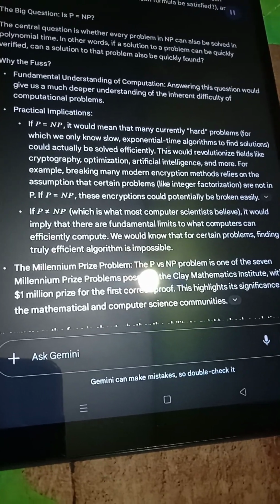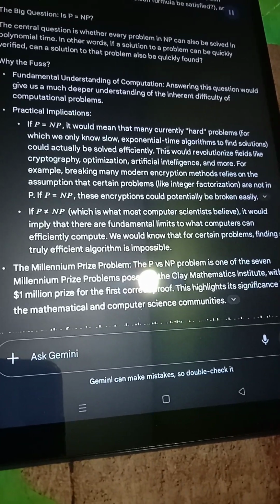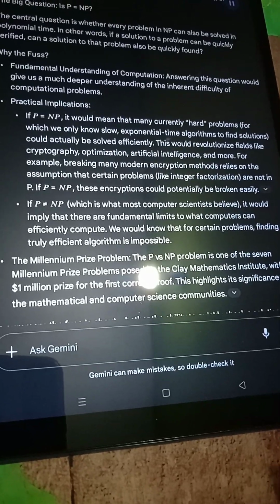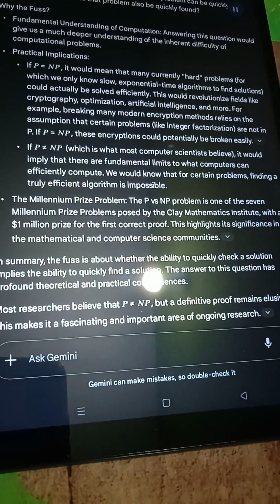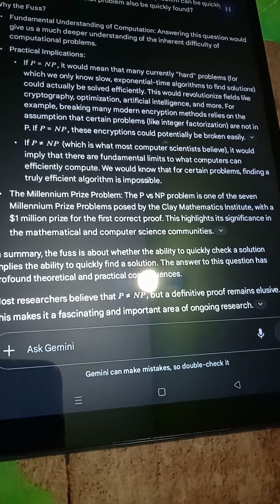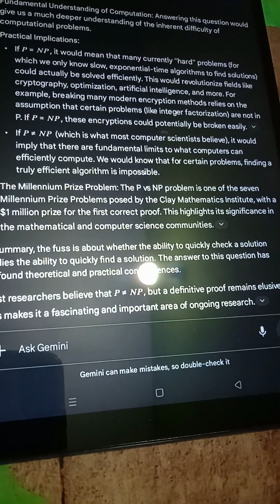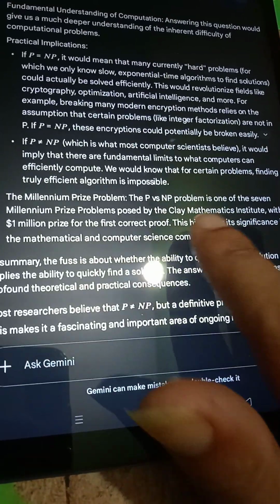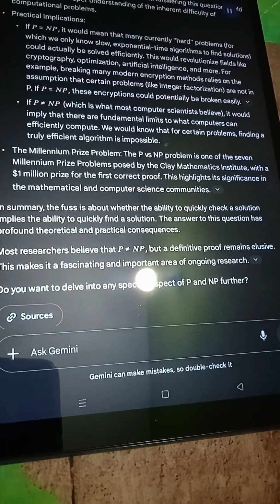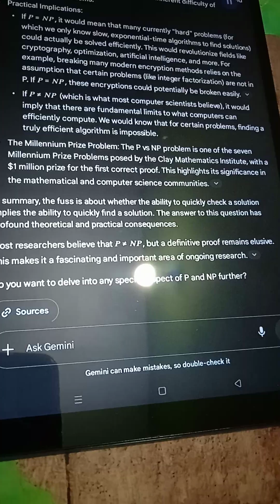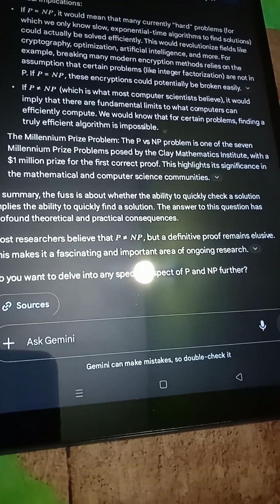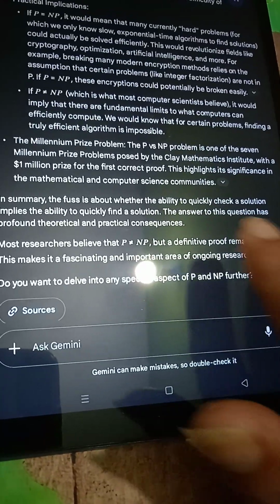Fundamental understanding of computation. Answering this question would give us a much deeper understanding of the inherent difficulty of computational problems. Practical implications: if P equals NP, it would mean that many currently hard problems, for which we only know slow exponential time algorithms to find solutions, could actually be solved efficiently. This would revolutionize fields like cryptography, optimization, artificial intelligence, and more. For example, breaking many modern encryption methods relies on the assumption that certain problems, like integer factorization, are not in P. If P equals NP, these encryptions could potentially be broken easily.